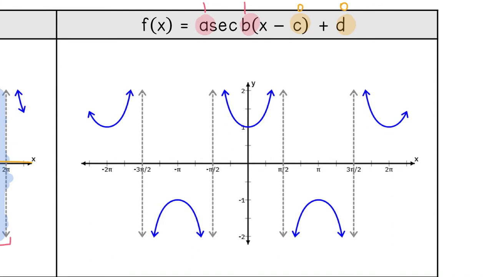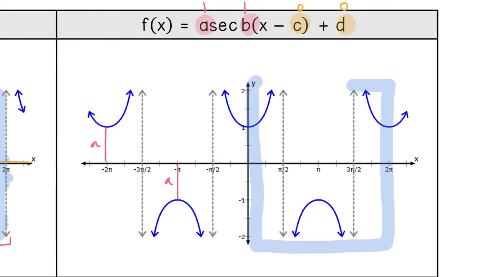So A is the distance from the midline to either the max or min of our parabolas. So this here would be A, or here would be A. And notice for both of them, it hits at the 1. Okay, a period of this one is also 2 pi, so I'm going to highlight that area. Only this period is going to look a little bit different than cosecant.